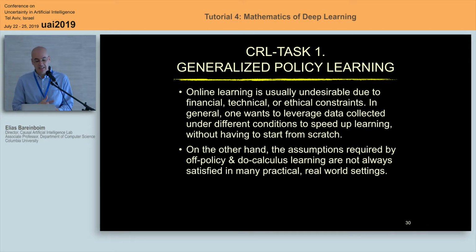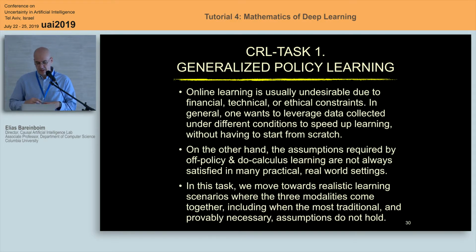On the other hand, the assumptions required by off-policy and do-calculus learning are not always met in many real-world scenarios, mainly due to UCs, unobserved confounders. They are all over the place. In other words, there is a system that is moving in some way, we don't know why it is doing whatever it is doing, and then the assumptions in these idealized settings may be violated.